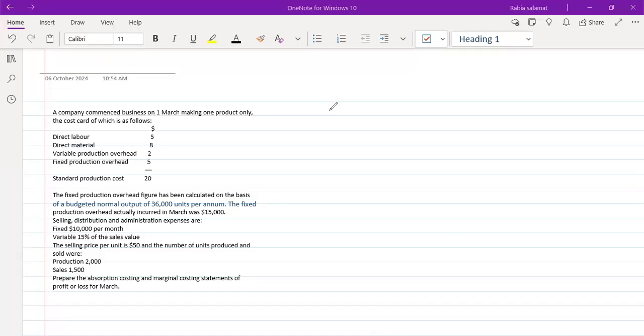In yesterday's class, we discussed this question in absorption costing. Now, today we will discuss it in marginal costing and also reconcile the profit of absorption and marginal costing.